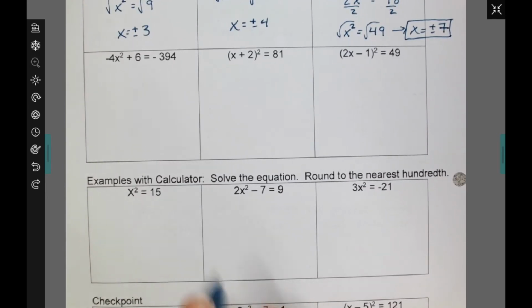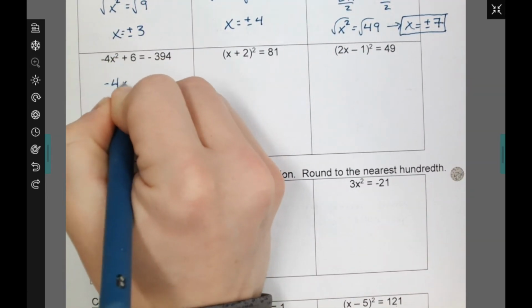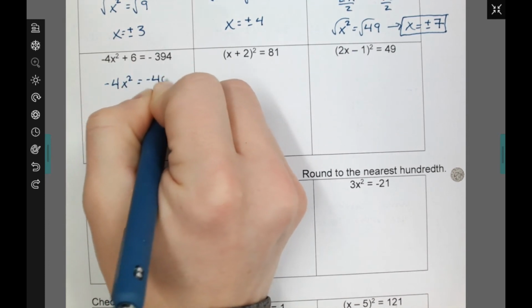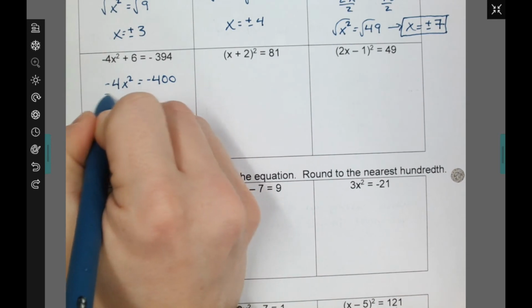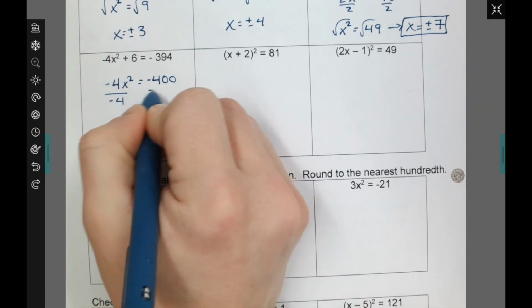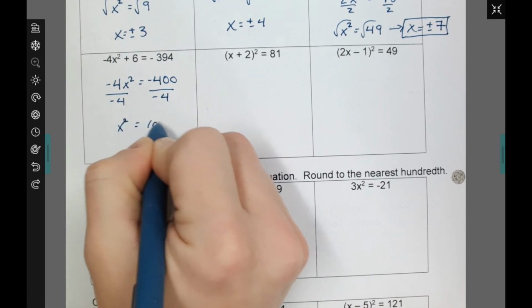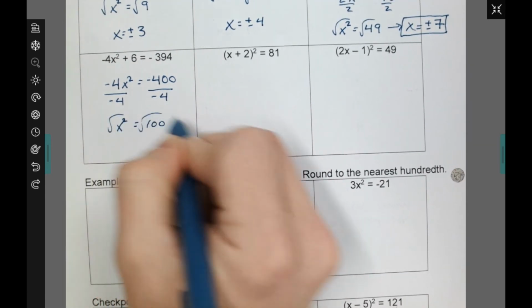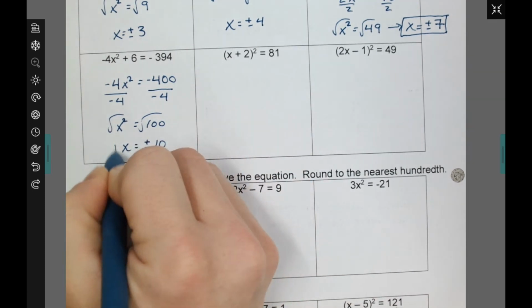Okay, much of the same down here. You go ahead and subtract 6 from each side. Negative 4x squared equals negative 400. There's still something outside the x squared, so I have to go ahead and divide each side by negative 4. Giving me x squared equals 100. Square root, x equals plus or minus 10.